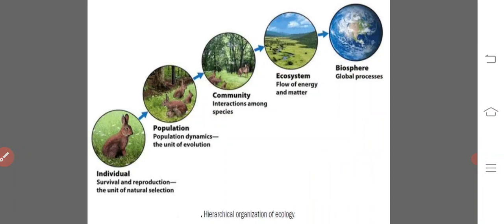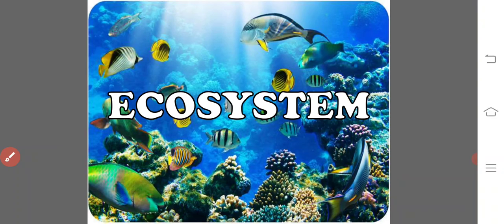And here we have started with the individual and population of that particular individual, community of different populations, and ecosystem, and finally the global process, that is the biosphere. These are the levels of organization.